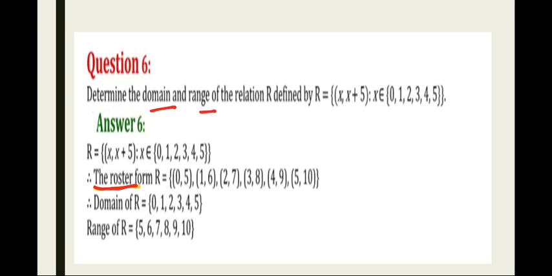Now, you have to find the domain and range. This is very easy. The domain set will contain 0, 1, 2, 3, 4, 5, and the range set will contain 5, 6, 7, 8, 9, 10.